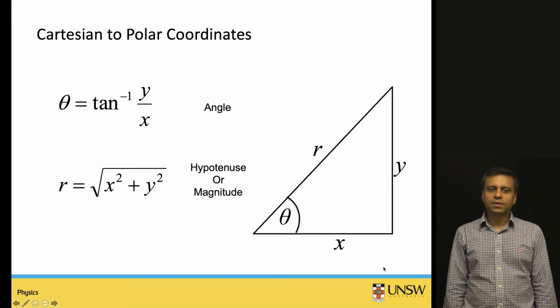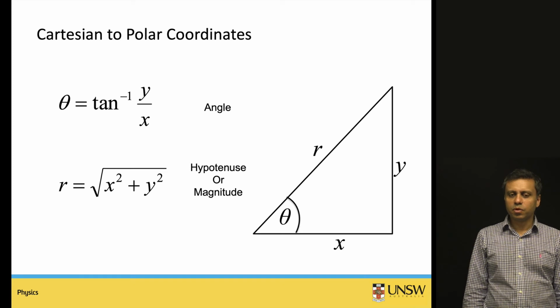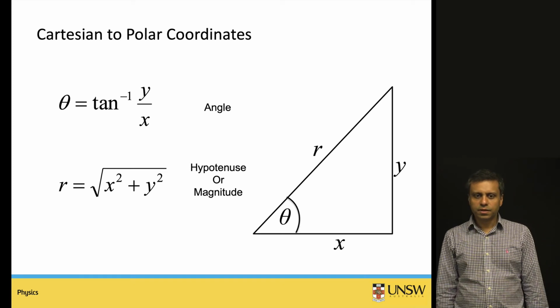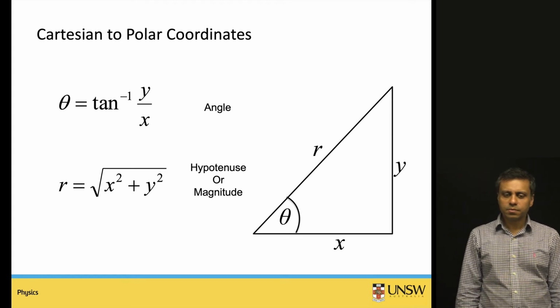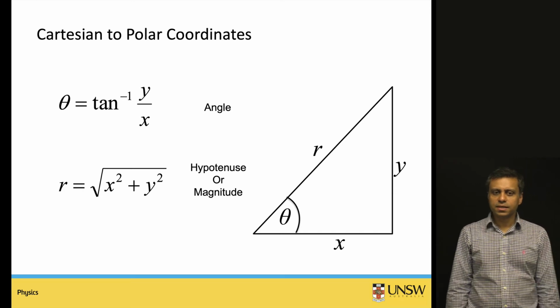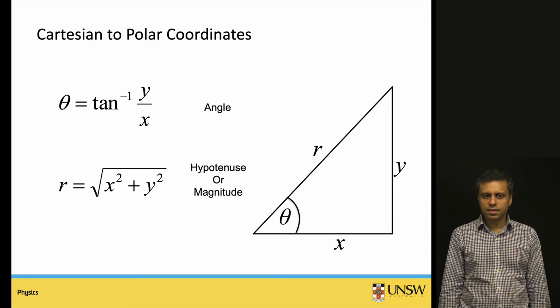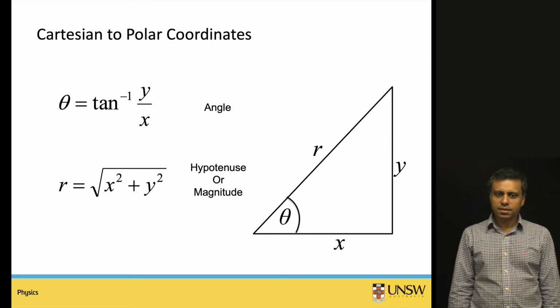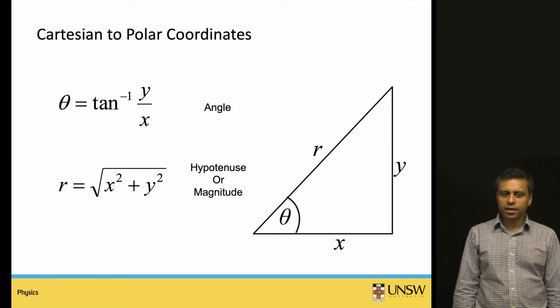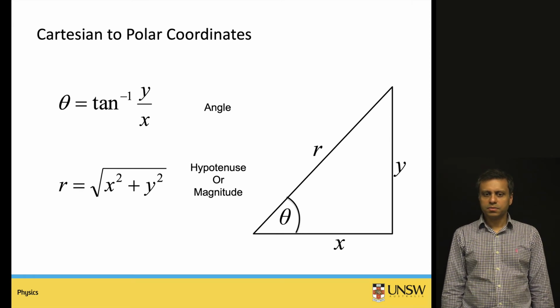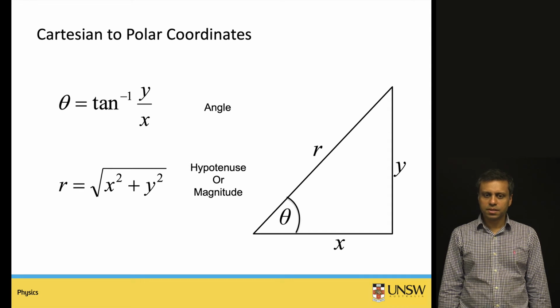We can also go the other way. So if you are given the Cartesian coordinates, we can easily find the polar coordinates. For example, the polar coordinate, the theta is given by just the tan inverse of y over x, and r is given by square root of x square plus y square using this right triangle.